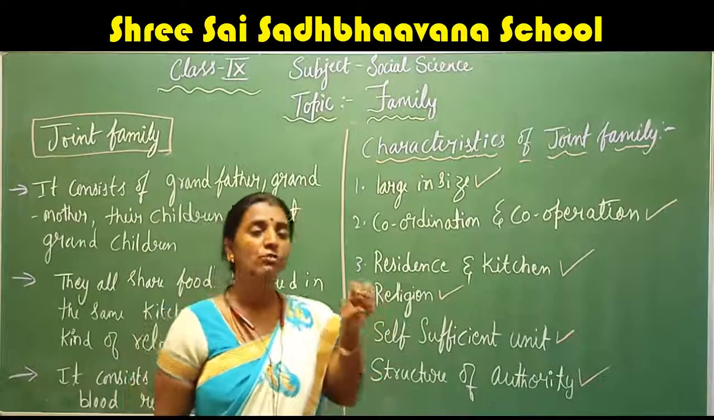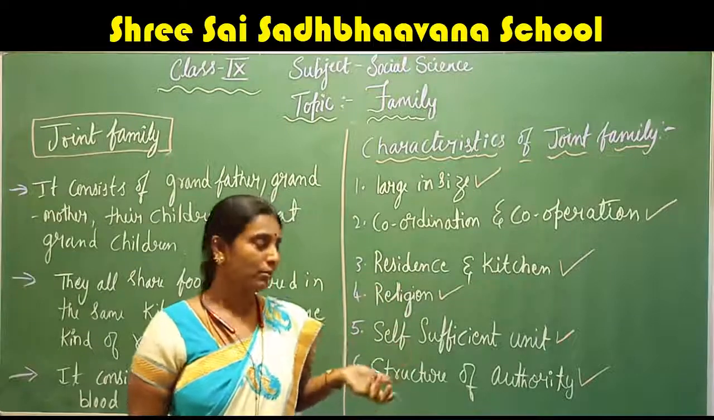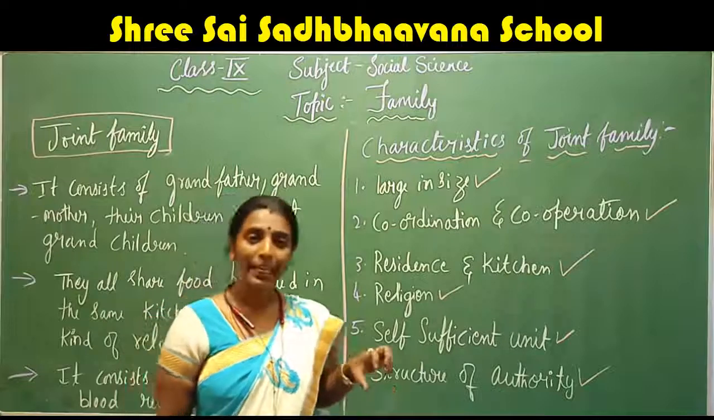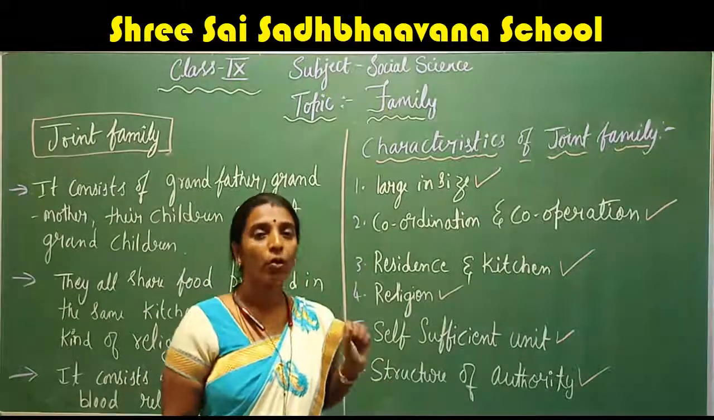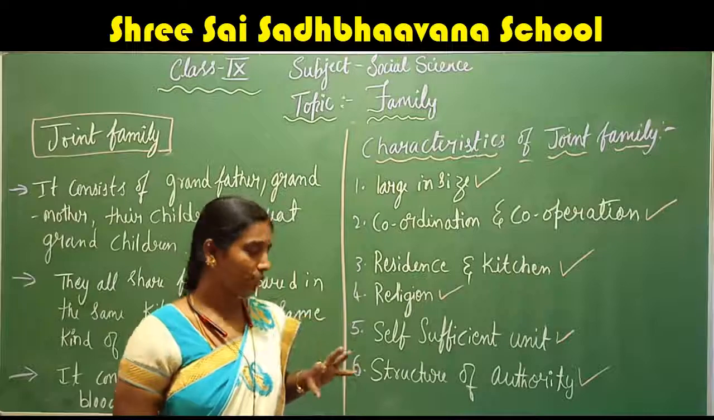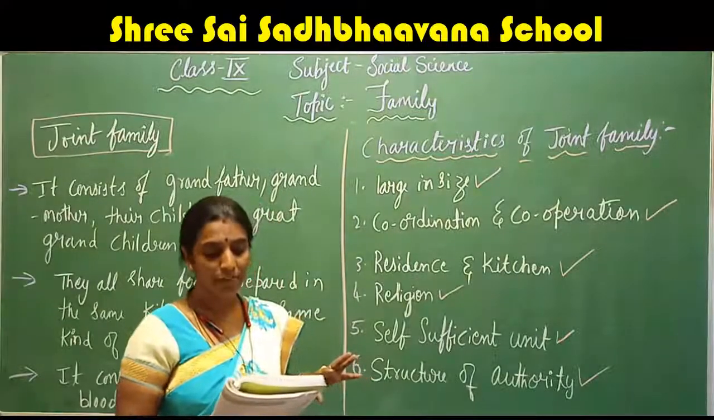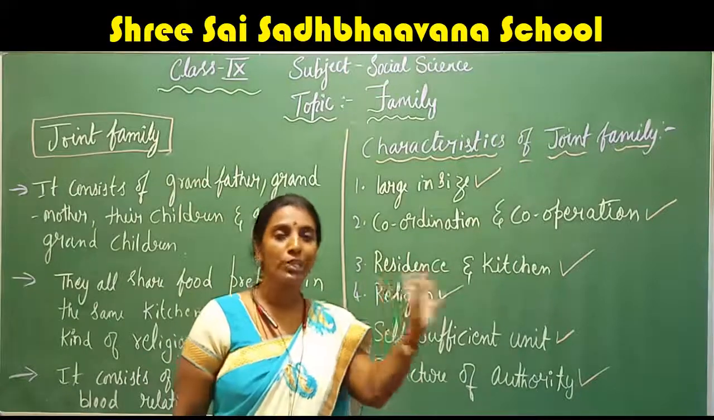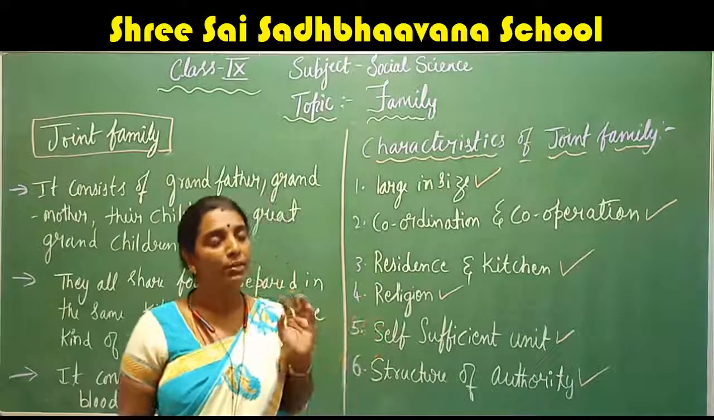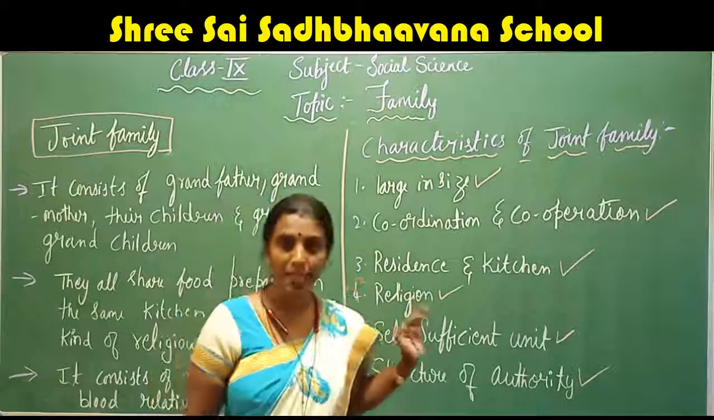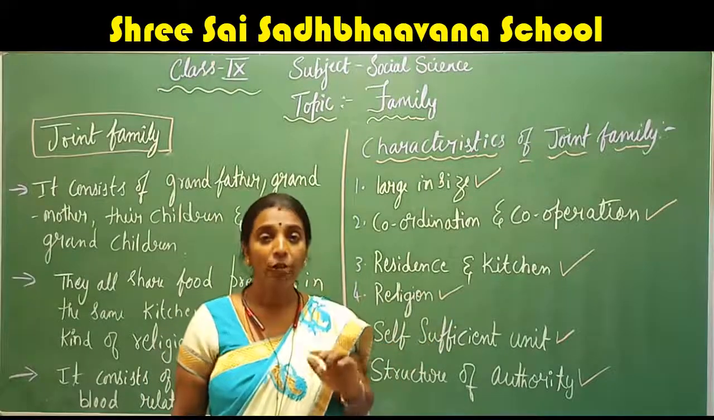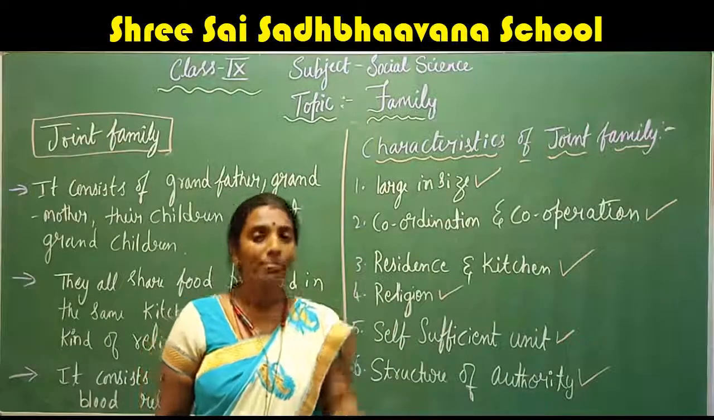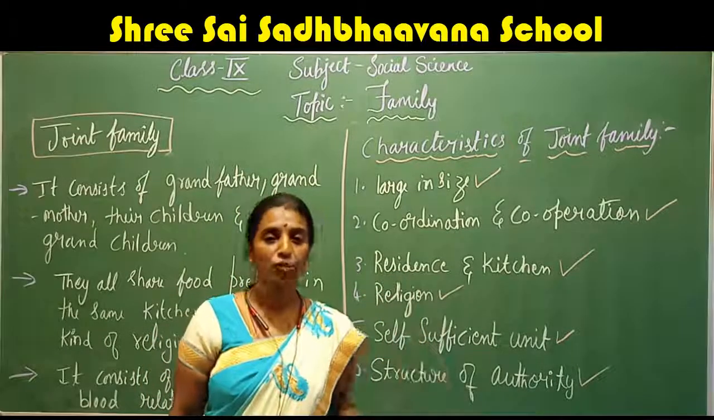Then self-sufficient unit. It does not give importance to any individual interest. It will look after the joint family and take care of the total interest of all the members. All the members' interests will be considered. So joint family is a self-sufficient unit. It satisfies the needs of the family members. It is not like only individuals' needs will be satisfied. The joint family itself will satisfy all the needs of its members, not only the individuals.